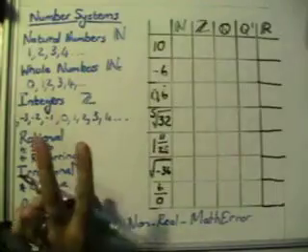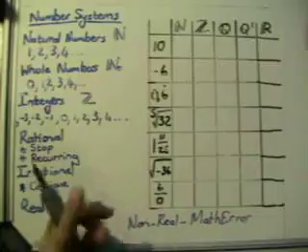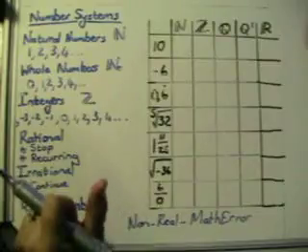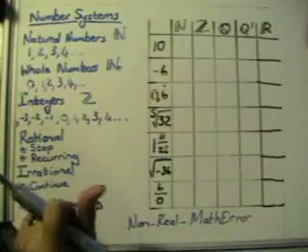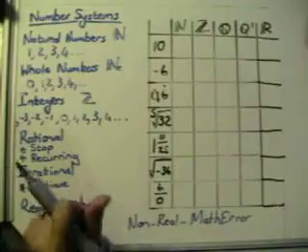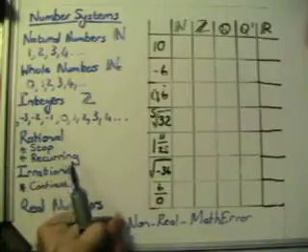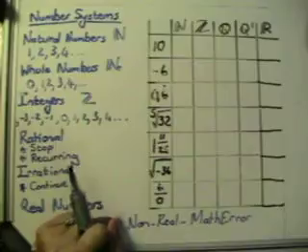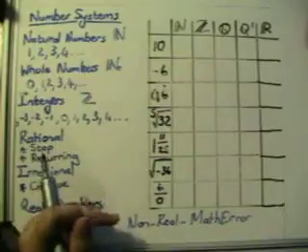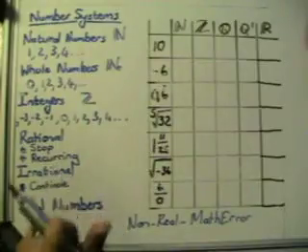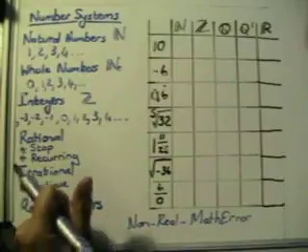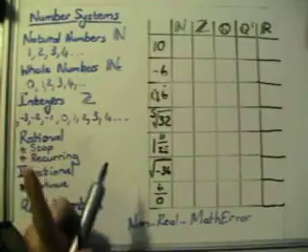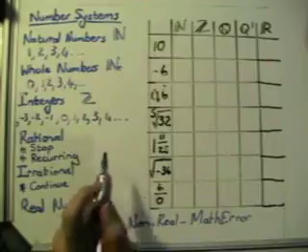There are two cases where I get non-real numbers. First of all, when I have a negative underneath a square root. I can't take the square root of a negative number in math, not up until matric anyways. So then I will get a math error, and that's non-real. Or if I divide by 0, then I get a math error.